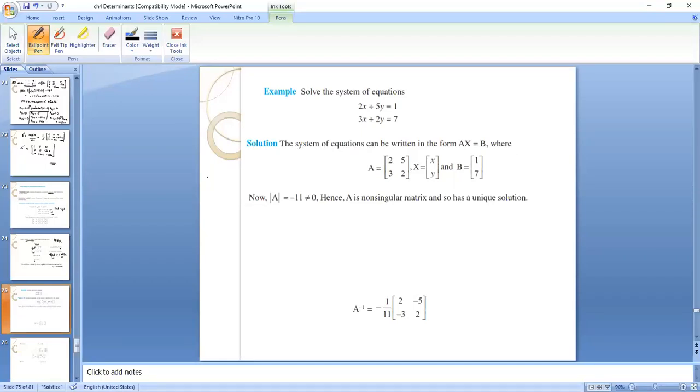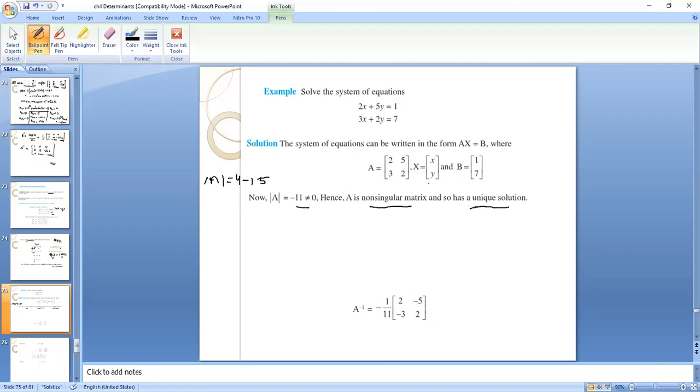So the determinant will be, we will cross multiply: 2 twos are 4 minus 5 threes are 15. 4 minus 15 is minus 11, which is not equal to 0. If the determinant is not equal to 0, A is a non-singular matrix and so has a unique solution. So we will be having a unique solution.